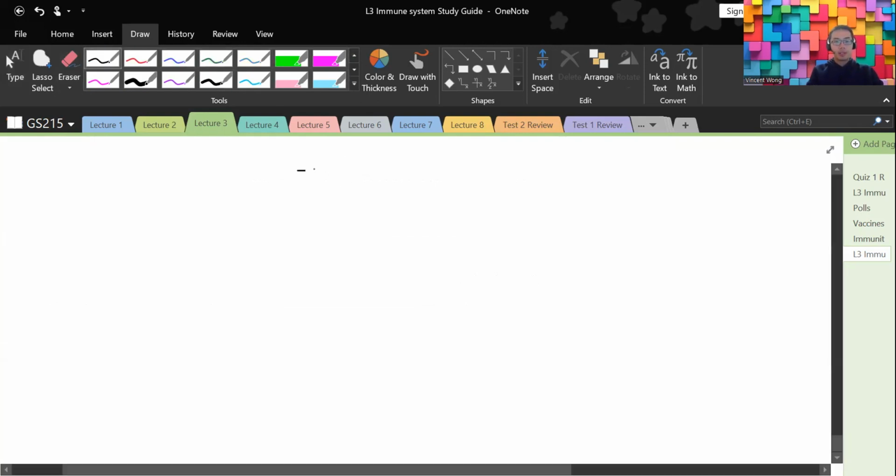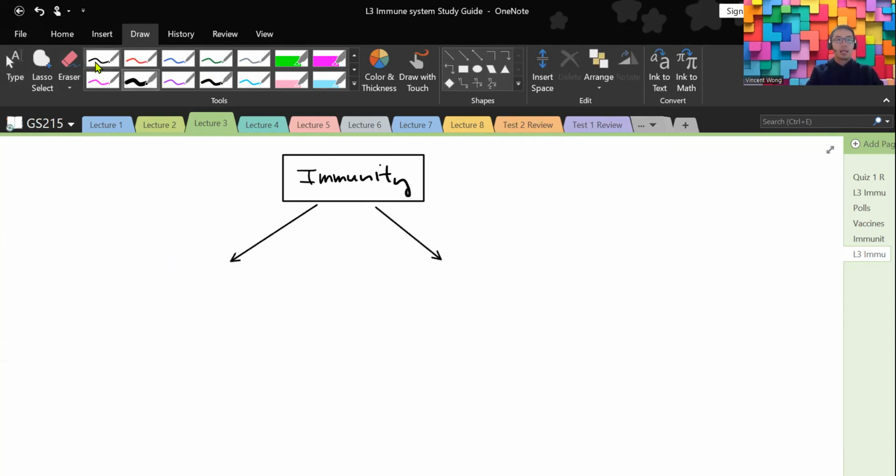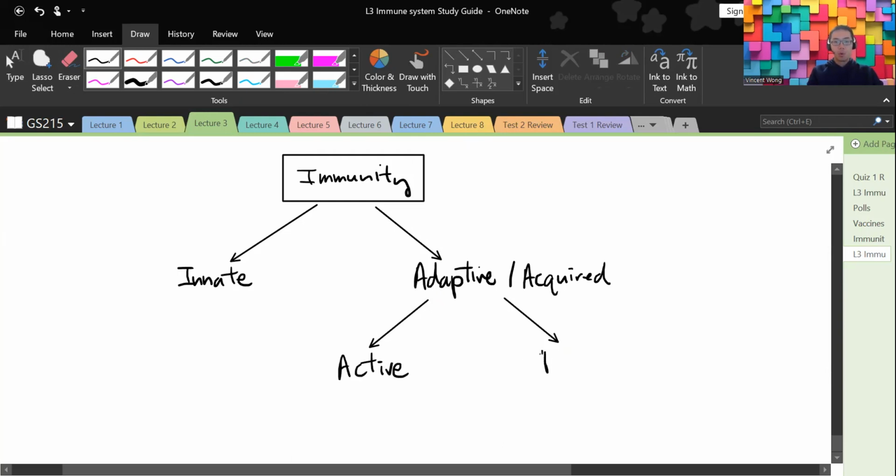Again, we have immunity, the ability to fight off pathogens, at the top here. And we learned that immunity is separated into innate and adaptive, or acquired. Under adaptive, we can separate it into two categories. It could be active or passive.